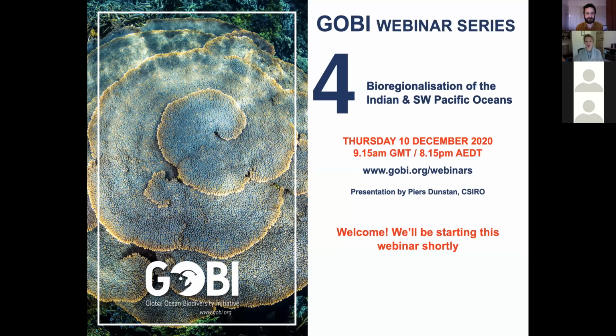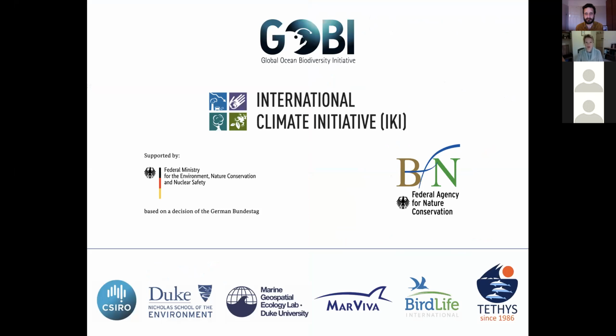Before we get started, for those of you who don't know Gobi, we are the Global Ocean Biodiversity Initiative. We are an international network of organisations that work to advance the scientific basis for the conservation and sustainable use of marine biodiversity. Back in 2016, we were very fortunate to secure a 5-year grant from Germany's International Climate Initiative, ICI, which involves a subset of the Gobi partners who are all working on various aspects of marine biodiversity research. Our 5-year work programme concludes next spring.